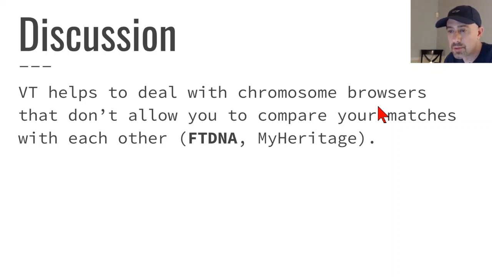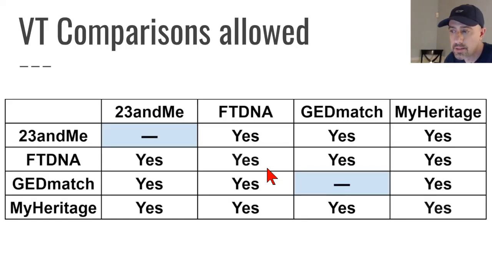I'll also note again, visual triangulation helps to deal with chromosome browsers that don't allow you to compare your matches with each other. I'm thinking particularly of Family Tree DNA. They have a good chromosome browser over there, but you're not allowed to compare your matches with each other, so visual triangulation can help out there, particularly given the fact that Family Tree DNA also has no triangulation tools. So visual triangulation is really going to play a big role with your matches at Family Tree DNA if you're working as hard as possible to put those matches into context. And this basically summarizes the fact that visual triangulation comparisons really open up a huge number of doors.